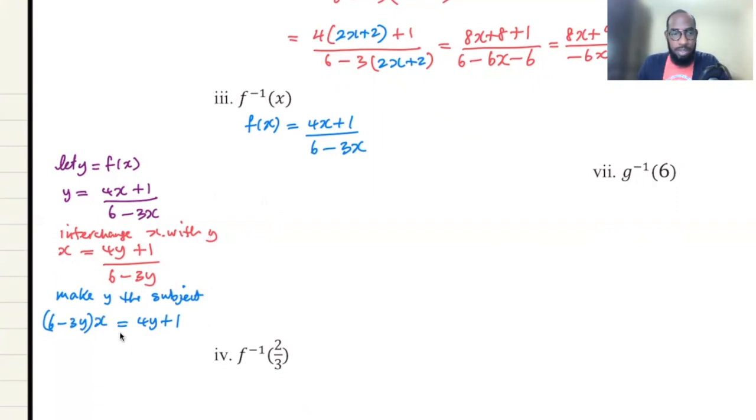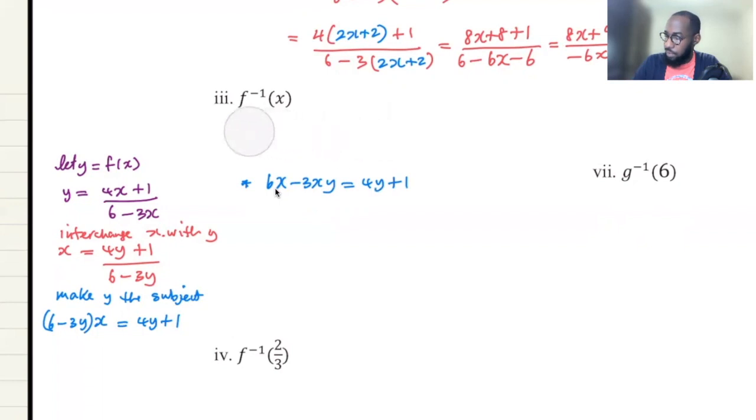I'm going to expand this bracket here. So I have 6x minus 3xy equals 4y plus 1. All right, 4y plus 1. And just to not make you get confused, let me put this across here. Y is equal to 4x plus 1 over 6 minus 3x. Continuing.